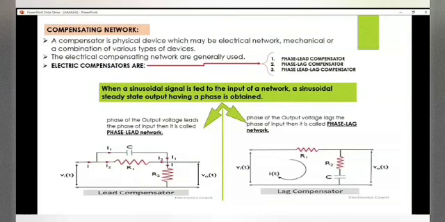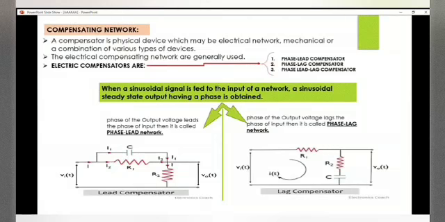Now going through what a compensating network is, the first thing we want to know is what a compensator is. So the first thing we will learn is what a compensator is. A compensator is actually a physical device which may be an electrical network, mechanical, or any combination of various types of devices.